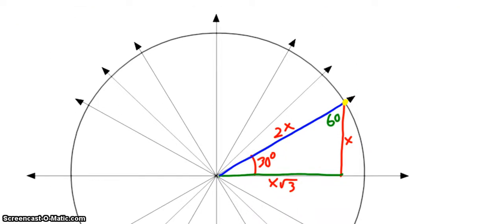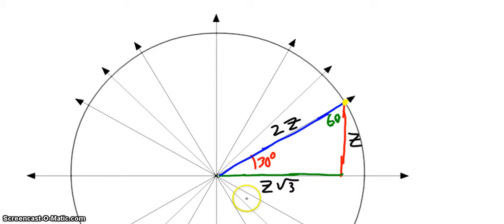Now the reason why I point that out is because the same thing is going to happen here. So to avoid confusion, I'm actually going to change variables here. Apologize for that. You already wrote things down. So instead of calling this x, let's call it something else. Let's call it z. So this is z root 3, and this is 2z.